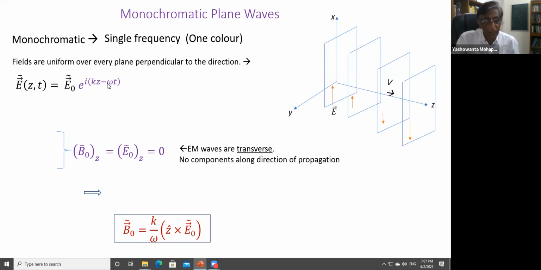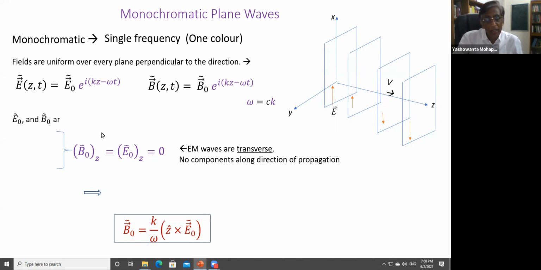k is 2 pi by lambda, and of course omega is equal to ck. So B(z,t) is also exactly the same, where B naught is the amplitude, with kz minus omega t. And how are omega and k related? Omega is equal to ck. So this is a complete description of a monochromatic plane wave, with a single frequency and single wavelength.